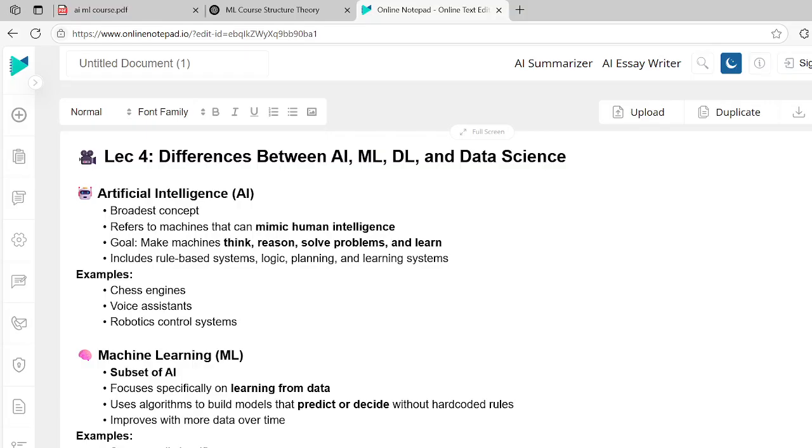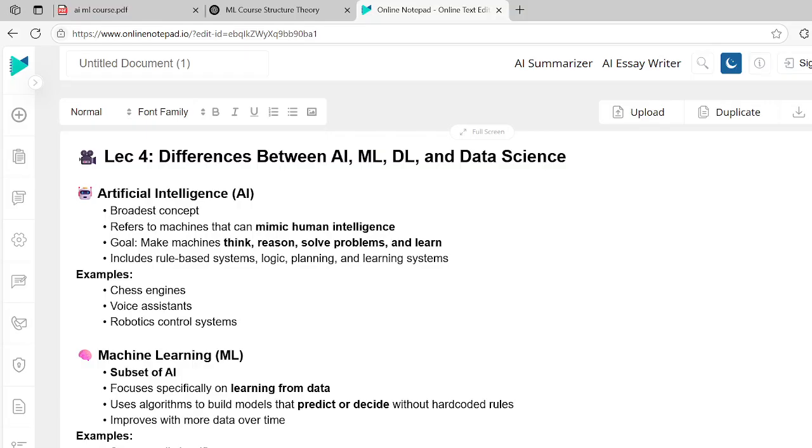It refers to machines that can mimic human intelligence. The goal is to make machines think, reason, solve problems, and learn. It includes rule-based systems, logic, planning, and learning systems. For example, chess engines, voice assistants, robotics control systems.